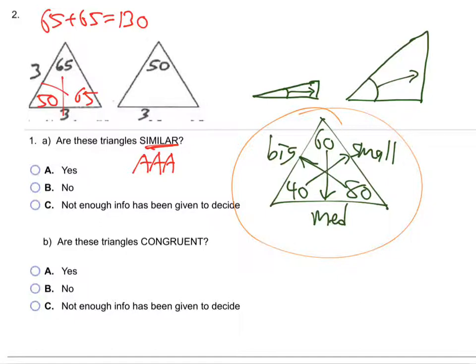We just don't know, do we? They might not. This is going to be a "not enough information." Does that make sense? Because the one angle we do have looks good, right? The 50 and the 50, they both have a 50.